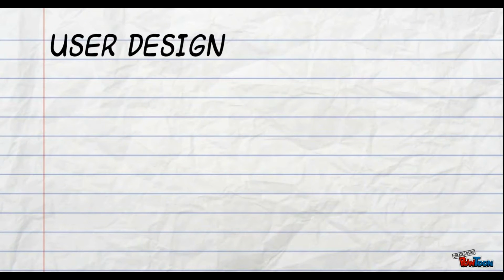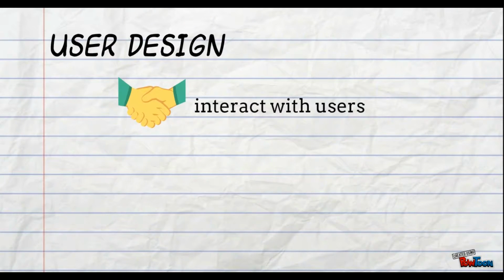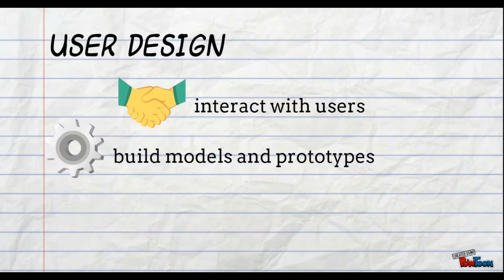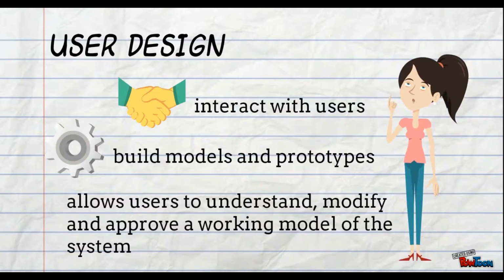In the user design phase, users interact with systems analysts and develop models and prototypes that represent all system processes, inputs, and outputs. This allows users to understand, modify, and eventually approve a working model of the system that meets their needs.